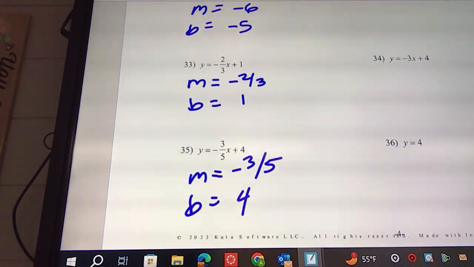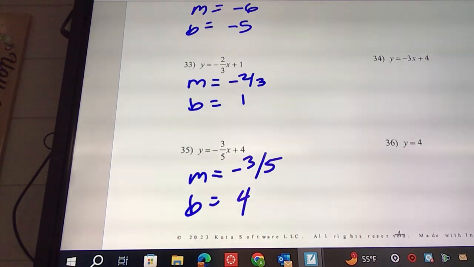Okay, and then we need to talk about number 32. Look at 32. If there's no number in front of an x, what number is it? 1. So the slope is 1 for that one. What's the y-intercept? 1 as well.